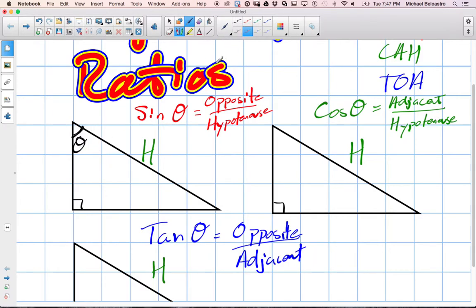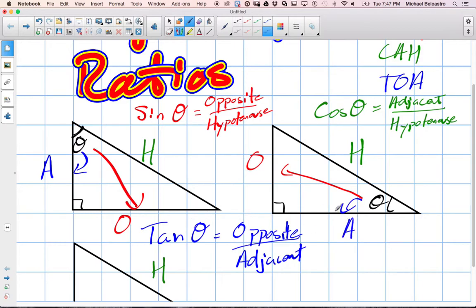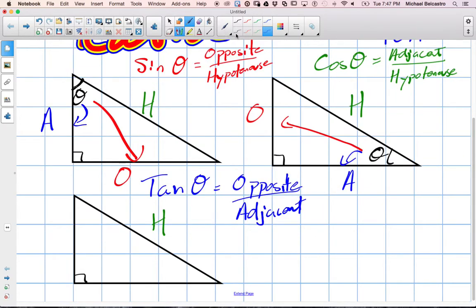So if the angle is the top left, that means this is the opposite side, and this is the adjacent side, because it's touching the angle. There are technically two sides touching it, but one of them is the hypotenuse, so that takes precedence. If this is the angle instead, same triangle, then this becomes the opposite side, which was previously the adjacent, and this becomes the adjacent side, which was previously the opposite. So you're looking for one angle or the other. With that being said, let's give it some values.